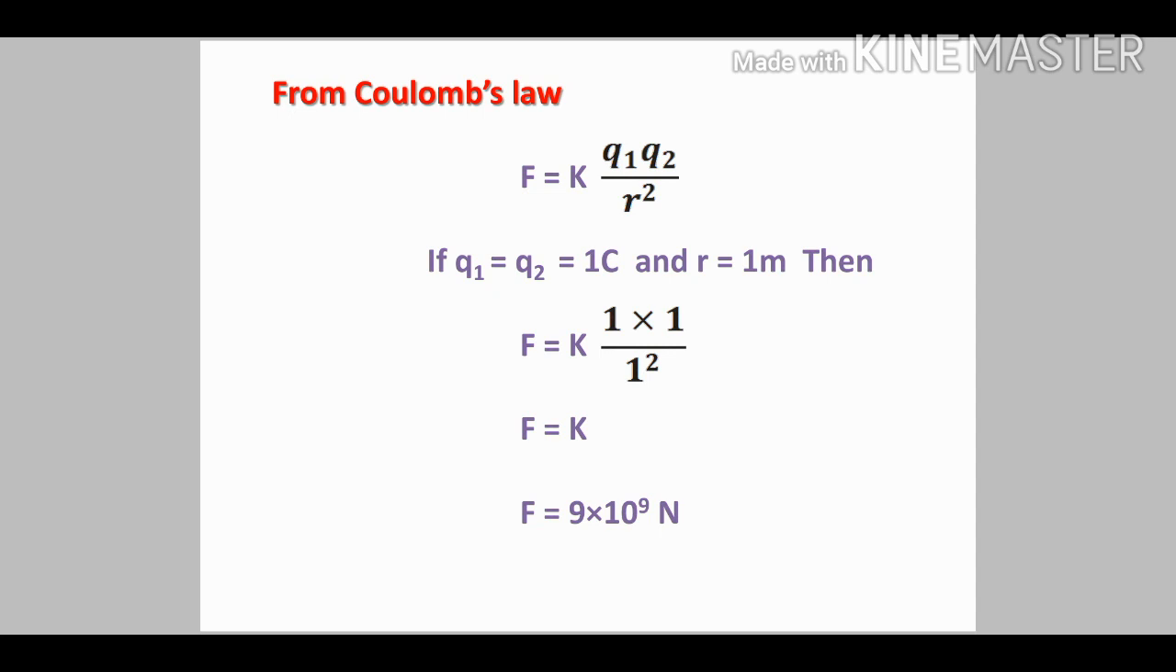See the definition of Coulomb. According to Coulomb's law, the force of interaction between two point stationary charges Q1 and Q2, which are separated by a distance r in vacuum, is given by F = K Q1 Q2 / r². By substituting Q1 = Q2 = 1 Coulomb and r = 1 meter, F = K. The value of K is 9 × 10^9, so F = 9 × 10^9 Newton.